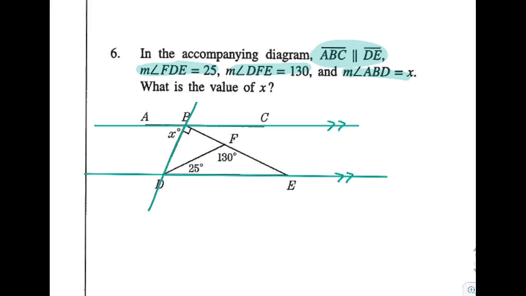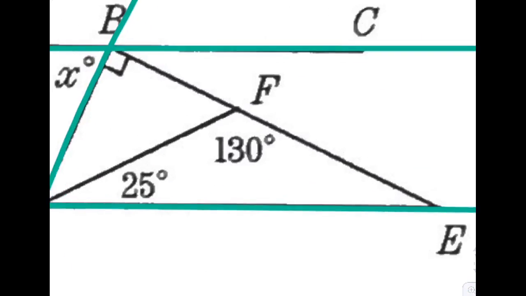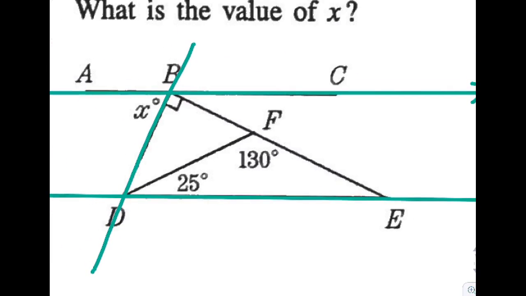Before we even get to anything to do with parallelism, just start filling out everything that you know. If this angle is 130, these are on a line right here, so that one must be 50 because they have to add up to 180 next to each other. Now you see this triangle in here. Triangles add up to 180 as well. And right now I have 90 and 50, which is 140, which means the other angle has to be 40.